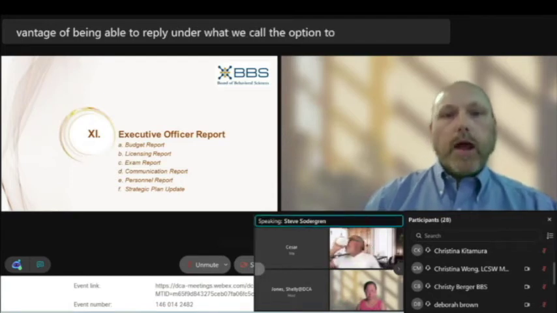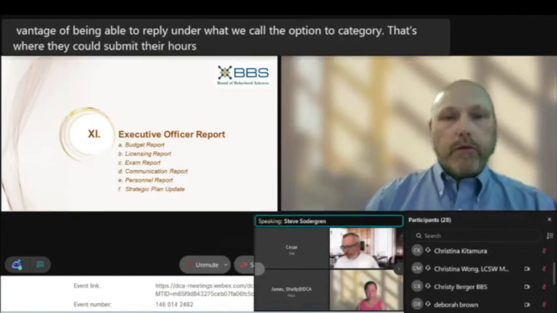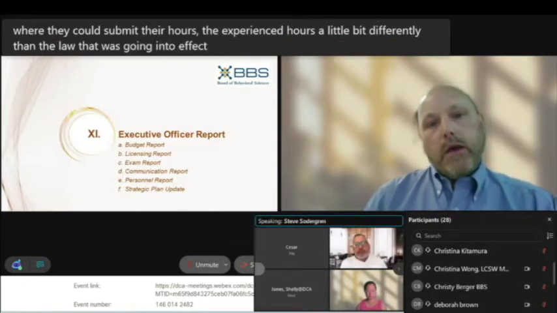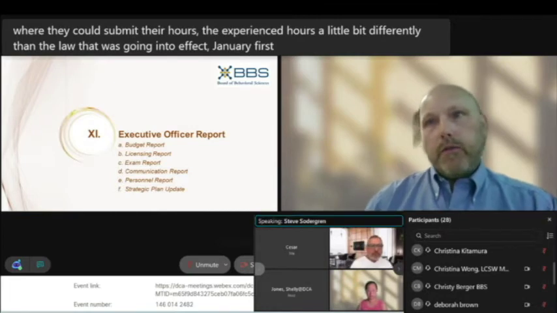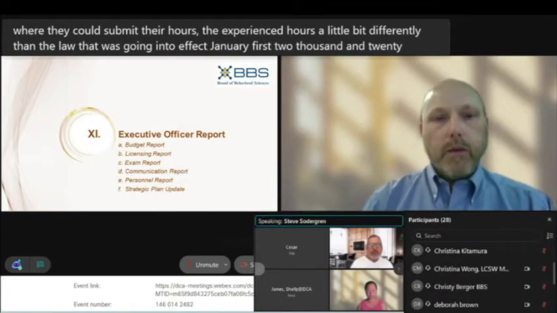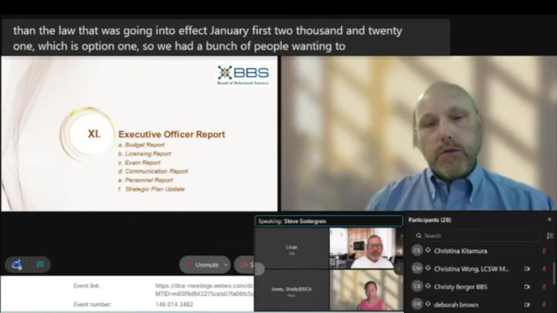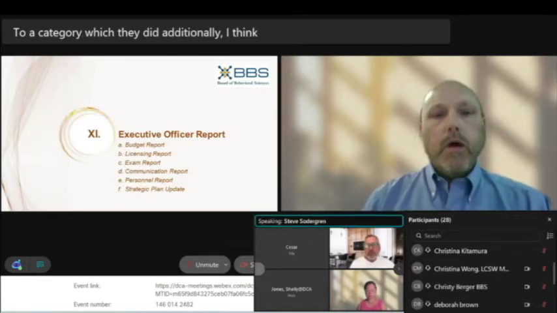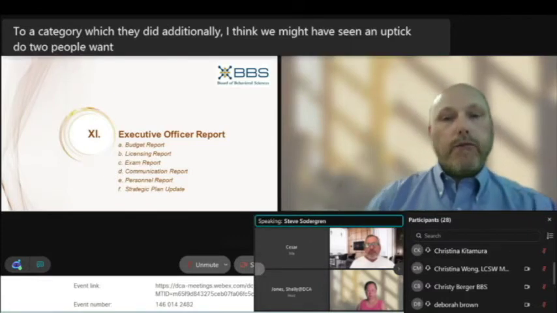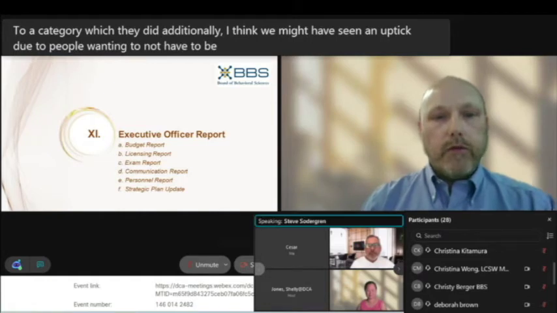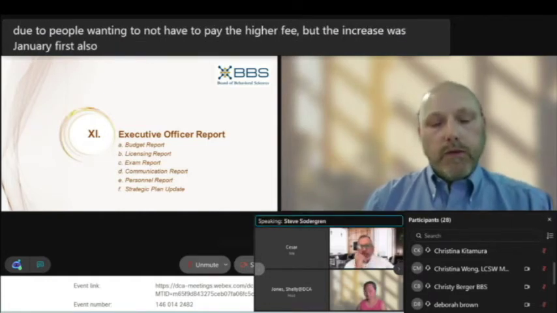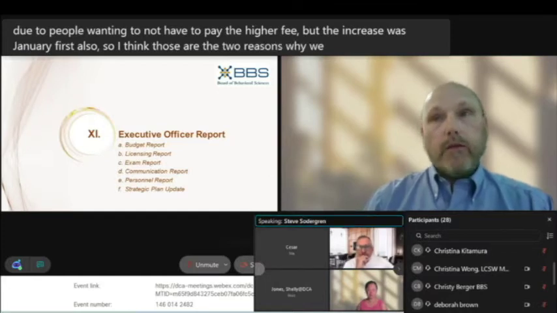That's where they could submit their experience hours a little bit differently than the law that was going into effect January 1st, 2021, which is option 1. So we had a bunch of people wanting to apply under that option 2 category, which they did. Additionally, I think we saw an uptick due to people wanting to avoid the higher fee. The fee increase was January 1st also. So I think those are the 2 reasons why we received a tremendous amount of applications.